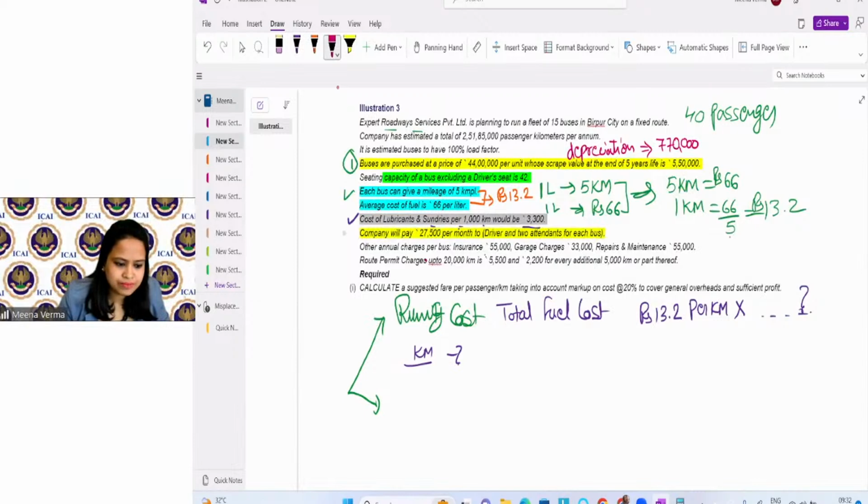What is the cost? The total lubricant and sundries cost. We will see, because we need the kilometers. You can see we need the kilometers, then only we can find it. Next, what do we have? The company will pay. This is standing charges.